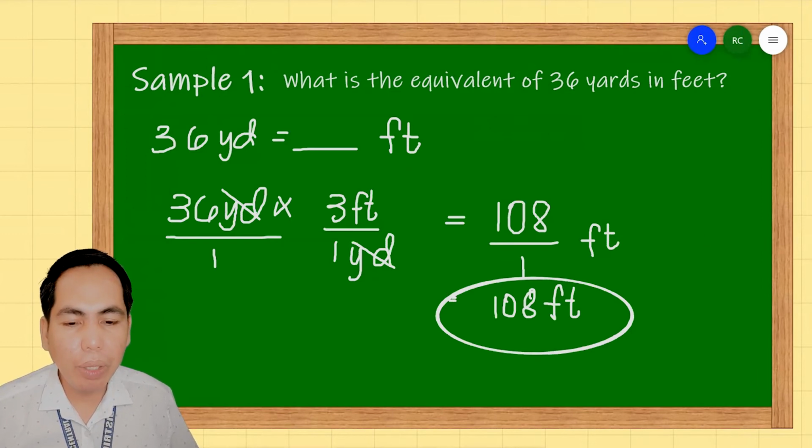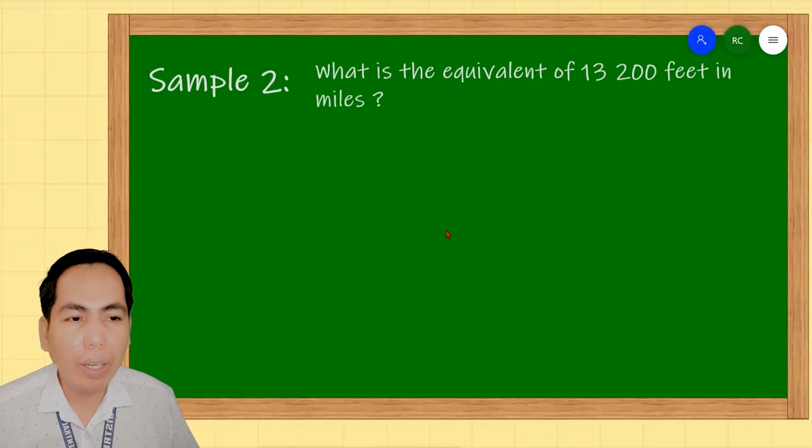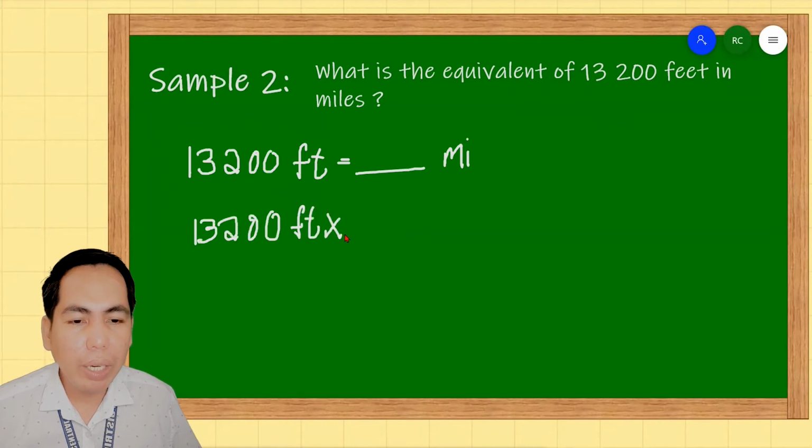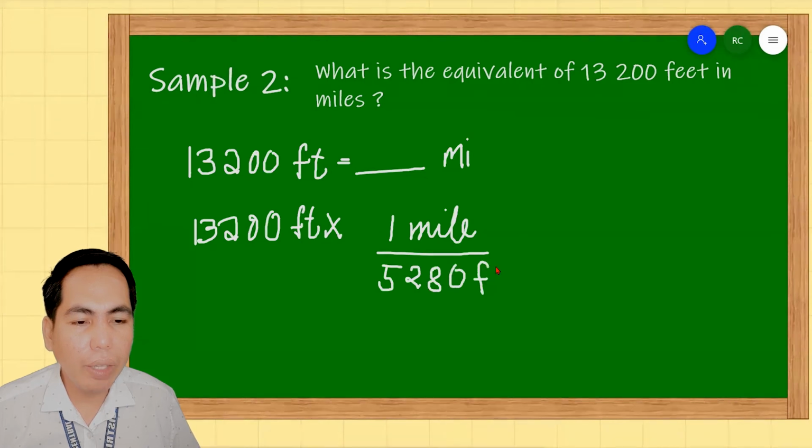So, let us have sample number 2. What is the equivalent of 13,200 feet in miles? So in here, we are going to convert this 13,200 feet into miles. We know that for every 1 mile, there are 5,280 feet. So we are going to multiply this 13,200 feet by the ratio of 1 mile is to 5,280 feet, so that this feet can be canceled out.